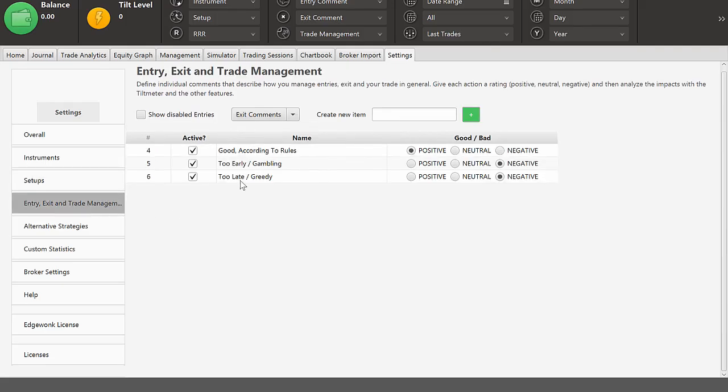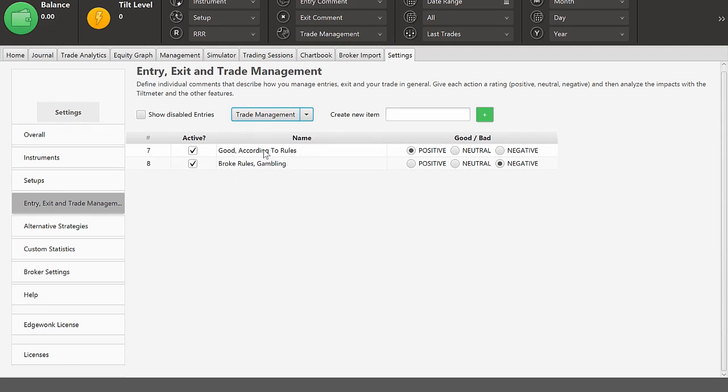Okay, entry, exit, and trade management. I don't have much here. For the exit comments, I use good, too early, too late. Same for the entry, good, too late, too early. And trade management, good according to rules, or broke rules, gambling.